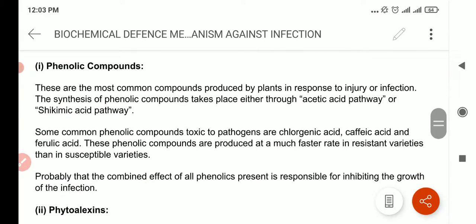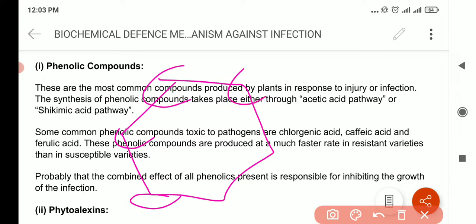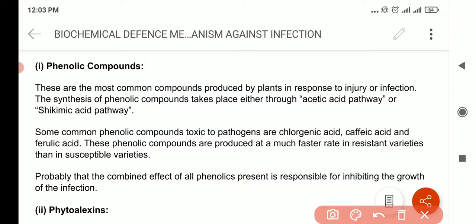Then phenolic compounds. Do you know what phenols are? These hexagons, all these carbon-containing hexane rings, are phenolic compounds, which are produced when there is an injury. Just like if I scrape my knee, or if you scrape your knee, you will get blood clotting, platelets. So they will get phenolic compounds.